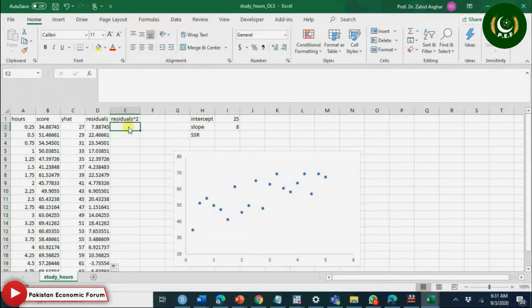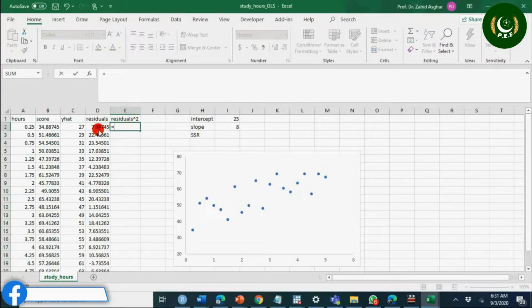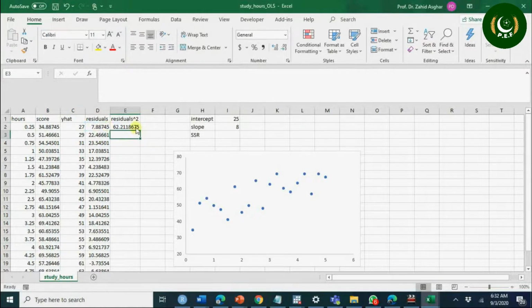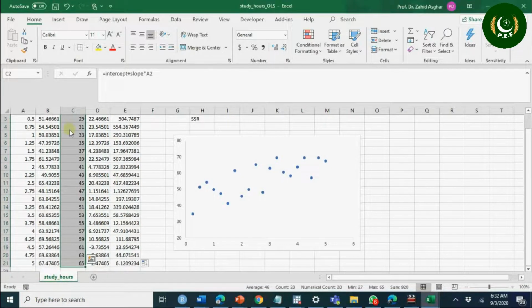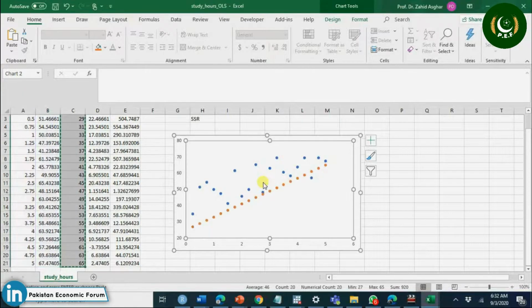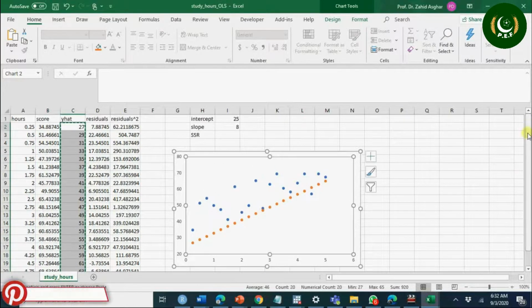We need, here, the sum of squares of residuals, and we need to fit this. Okay, look here, fit this line here. You see it's a bad fit because it lies below most of the points.